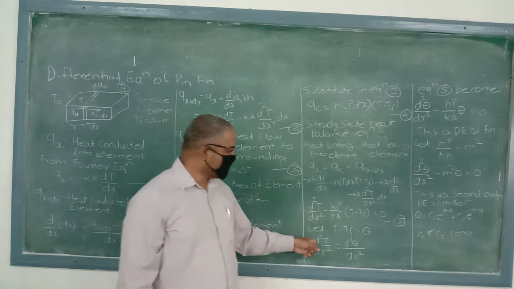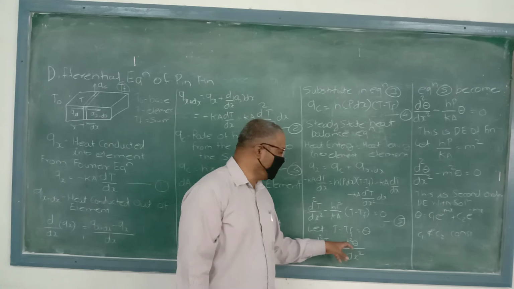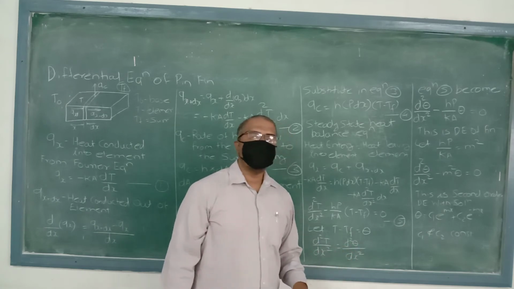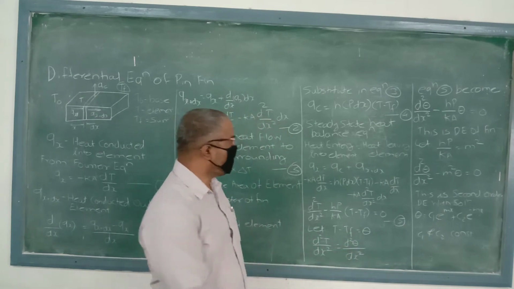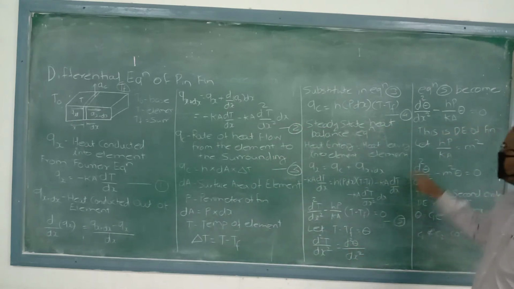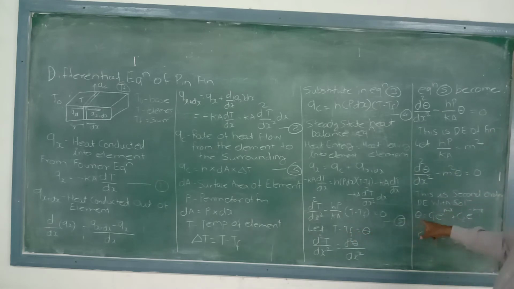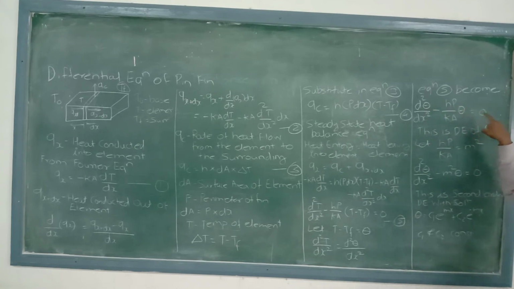Now for d square T upon dx square, we can substitute d square theta upon dx square. So after substitution, for equation number 5 we get d square theta upon dx square minus hP upon k into theta, which is equal to 0. And this is the differential equation of the fin.